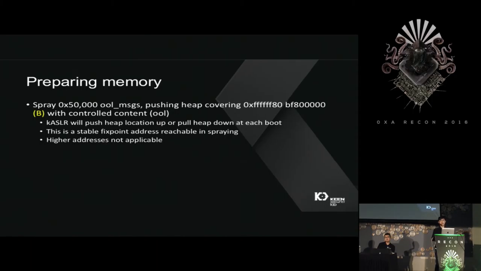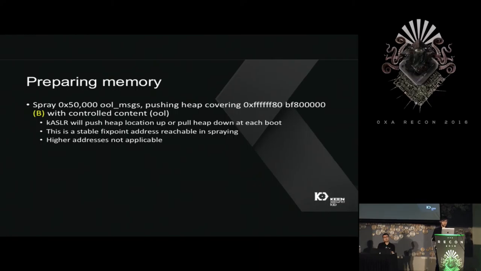So now it seems that we have a way to get RIP control, and we need some way to prepare memory. The steps of the memory spraying are listed as follows. First, we will spray some 50,000 OOL messages, all of them double page size. By pushing up the heap, we will cover two key addresses. One of them is 0xBF800000, which is the float representation of negative one.